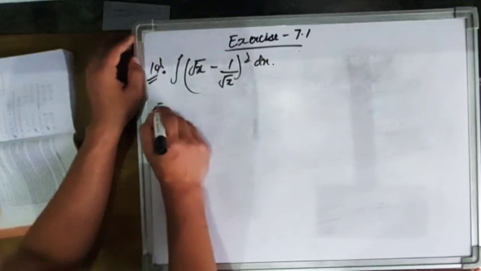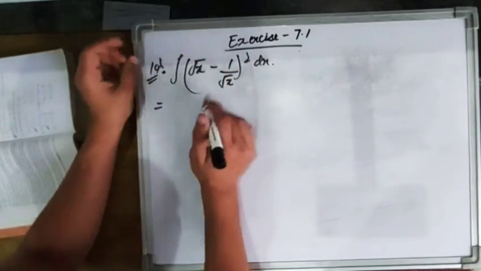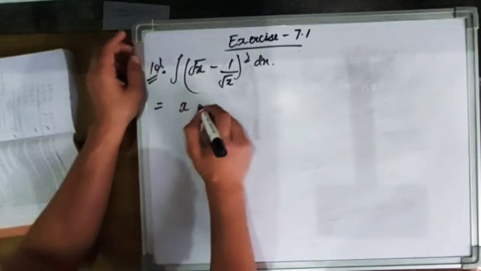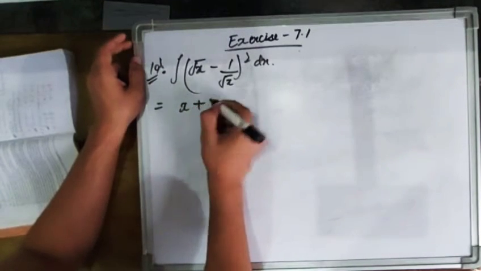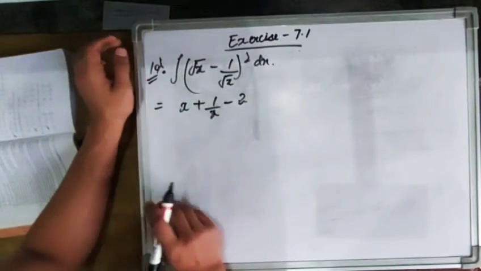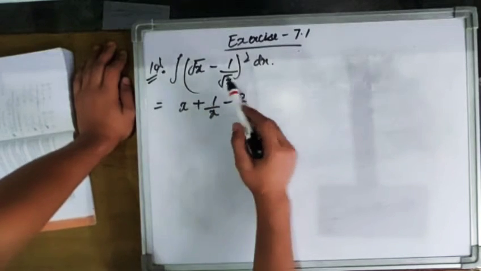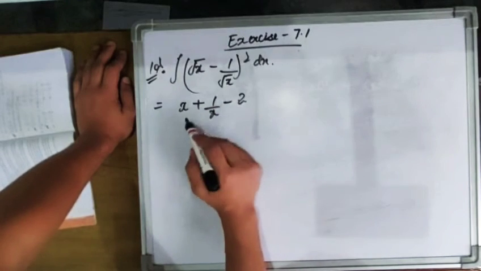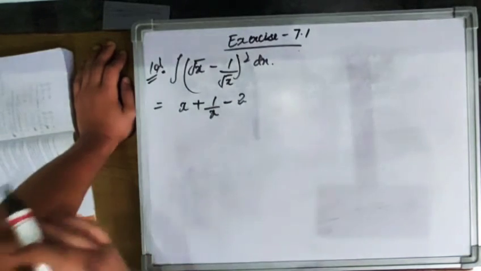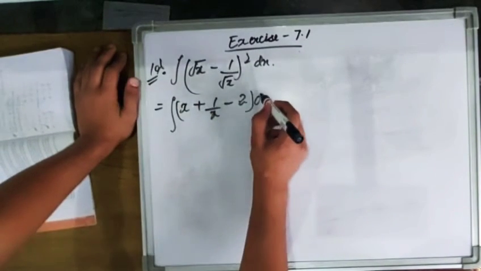So same in this question, we are going to open the bracket, we are going to apply the formula of a minus b whole square. So here we have a square plus b square minus 2ab. The root x cancels the root x, so here we have x plus 1 upon x minus 2. We need to find its integration.